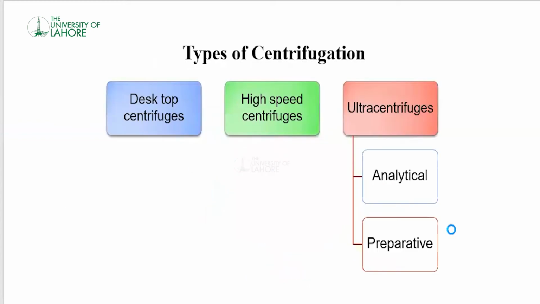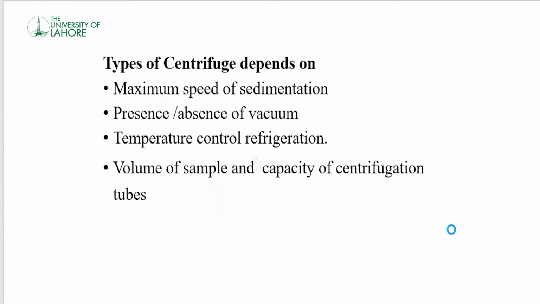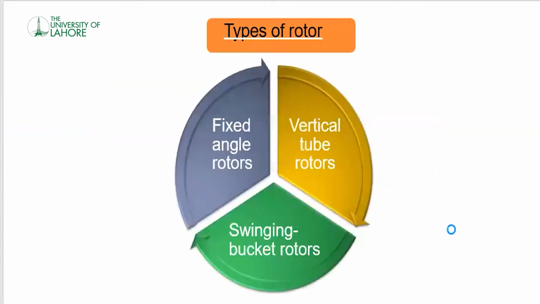Types of centrifugation are desktop, high speed, and ultracentrifugation. Ultracentrifugation has two types, that is analytical and preparative. The type of centrifugation depends upon the maximum speed of sedimentation, presence or absence of vacuum, temperature control, volume of sample, and the capacity of the centrifuge tubes. Types of rotor. Basically, we have three types of rotor: vertical tube rotor, swing bucket rotor, and fixed angle rotor.